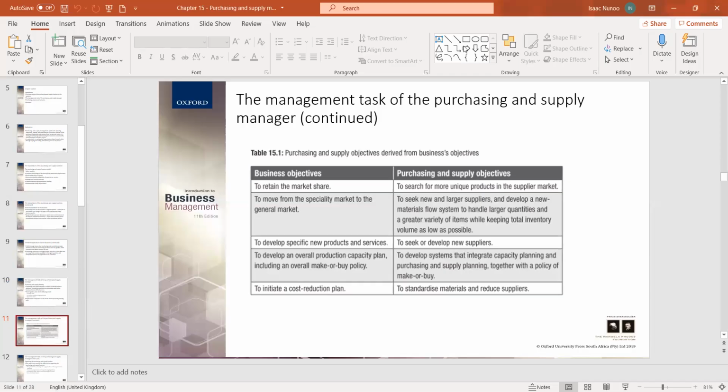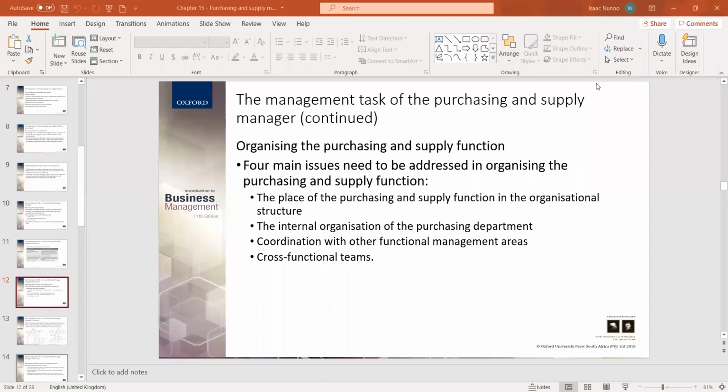So this is one function of a manager. Now, as a manager, you plan. If you plan, you need to organize.